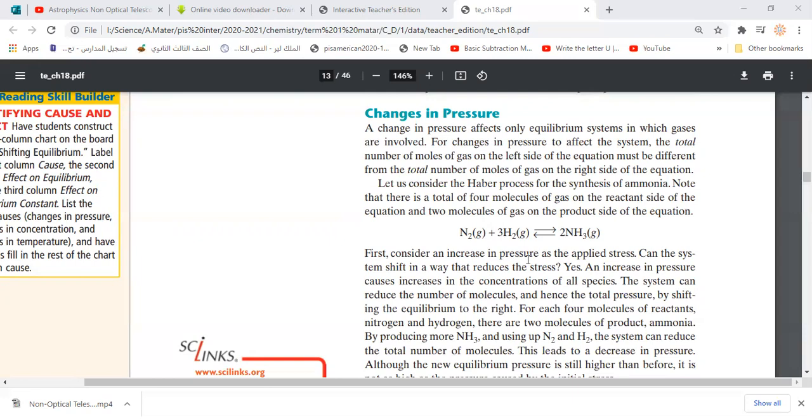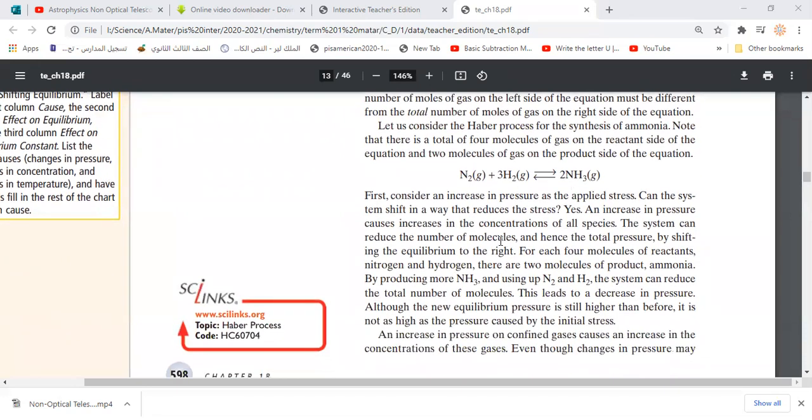So in this equation, pressure could affect the equilibrium because we have a different number of moles of reactants than the number of moles of the products. So what happened here? Okay, so first of all, increasing the pressure means that the nitrogen and the hydrogen are going to be under pressure, which means they are closer to each other. That will lead them to try to release or cancel this pressure.